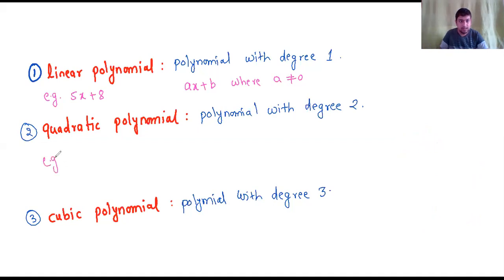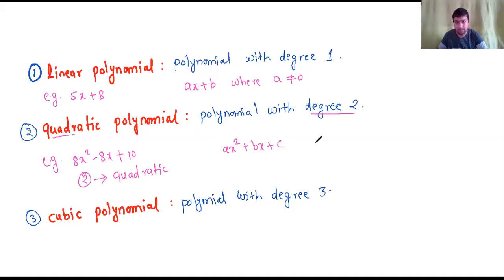Now, let us see an example of quadratic polynomial. Quadratic means degree should be 2. So 8x square minus 8x plus 10. What is the degree here? Degree is 2. That's why it is a quadratic polynomial. So if someone asks you, what will be the general expression for quadratic polynomial? It is ax square plus bx plus c, where a should not be equal to 0.